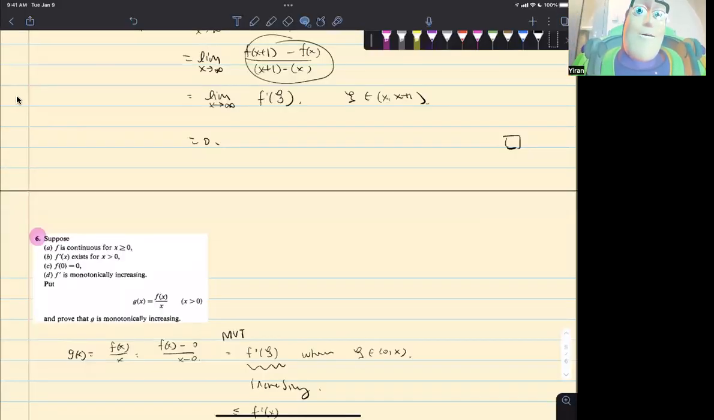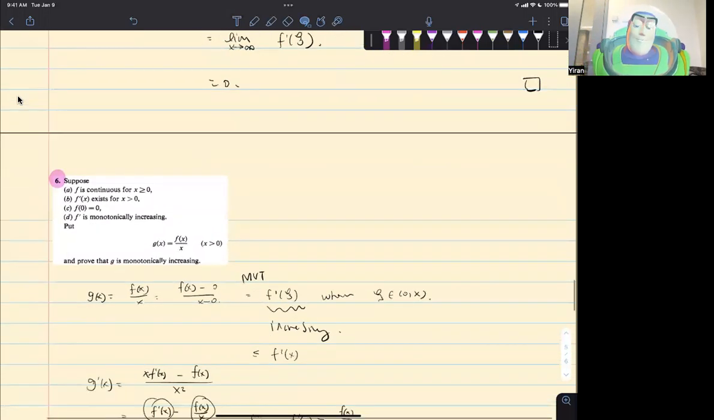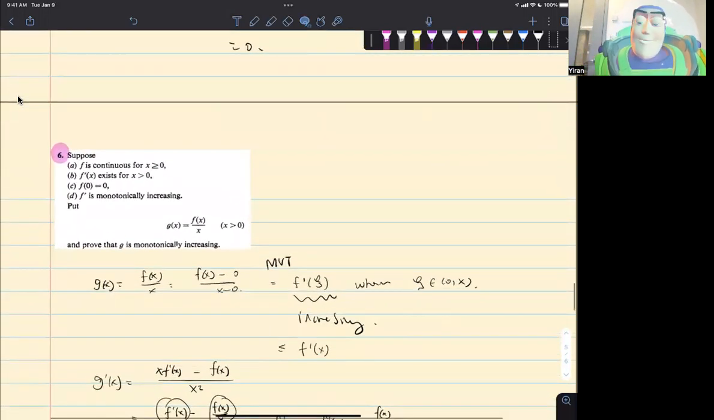Okay, let's look at the next problem. We have some information about function f. We know that f is continuous for every x larger than 0, and we also know that f is differentiable. And then we also know that f(0) is equal to 0, f prime is monotonically increasing, right? Which gives us that f double prime is larger or equal to 0 if f double prime exists, but we may not need to use that here.